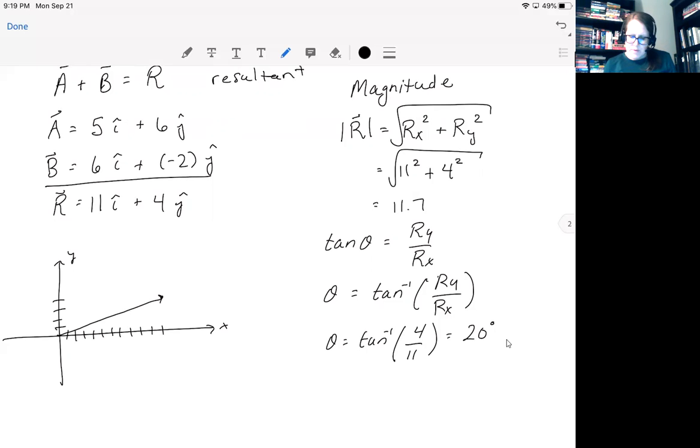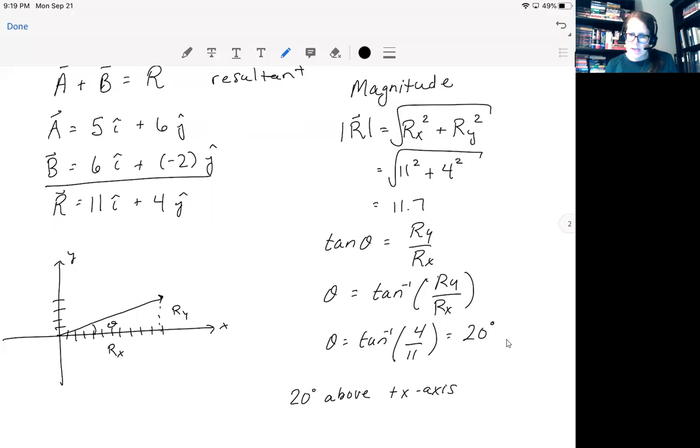And so if you found your inverse tangent of your ry over your rx, that would mean that this is your angle here. And so I would say that that's 20 degrees above the positive x-axis. Sometimes you may have things in a different quadrant and you'll have to describe if it's above or below a particular axis.